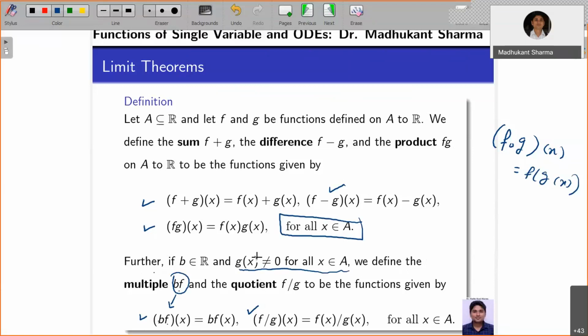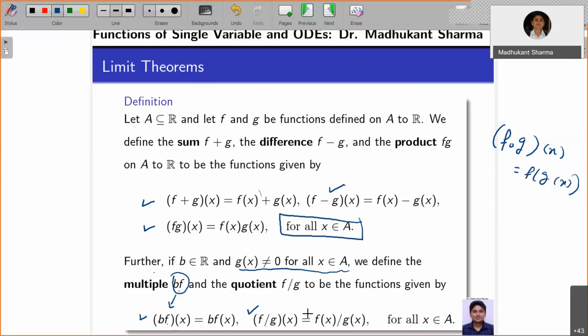Okay, now what can you talk about in the limit? Suppose you know that limit x tends to c f of x is L. Suppose you know limit x tends to c g of x is some capital M. What can you tell about f plus g or f minus g or f into g or scalar multiple or quotient? Okay, that can again be answered in a similar manner. The proof is exactly the same as what we have done for the algebra of sequences, if you are going to use the sequential criteria.